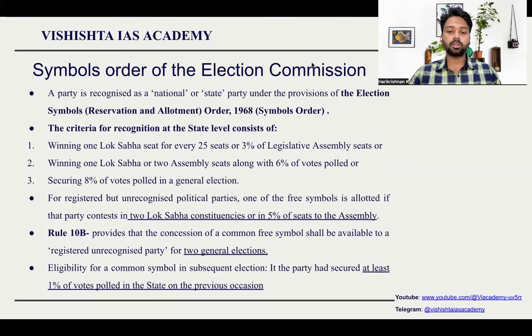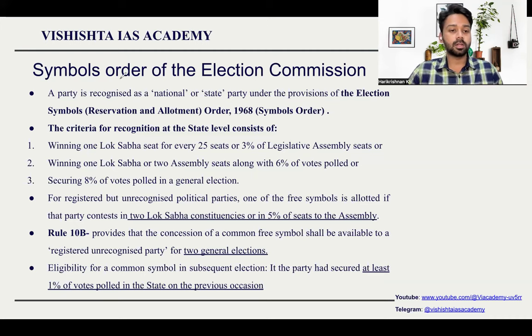How are symbols provided to the parties in an election? This is an election year, so anything related to elections is important. You also need to remember it. This is a little confusing topic. Even then, try to somehow remember it, so that in case they ask in prelims, you are in a position to answer.